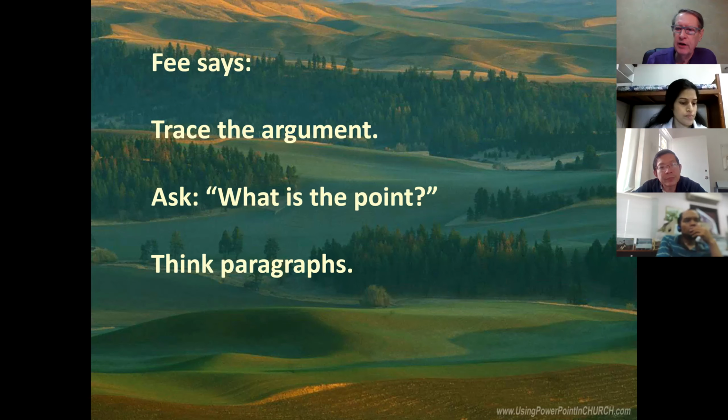So trace the argument. Look at the argument that is coming on here, or the thought patterns, maybe we should say. When we think of argument, we think of somebody getting mad at somebody and that kind of thing. But look at his way of thinking. He says this, then he says this, then he says this. Let's follow him through that logical pattern. And then we ask, what is the point? What is he trying to say here in this passage? Or what is she trying to say, if that could be the case? And then think paragraphs. These are going to be key concepts in understanding the literary context.